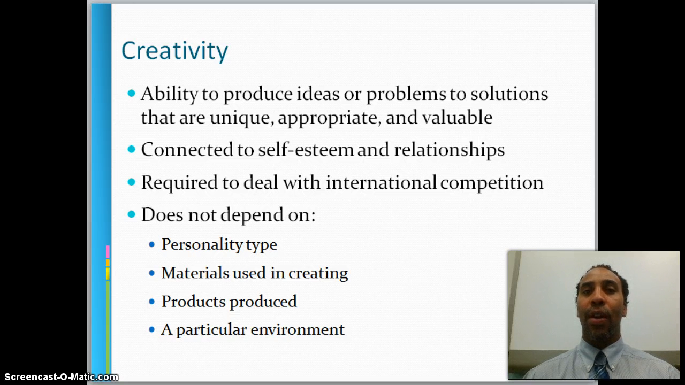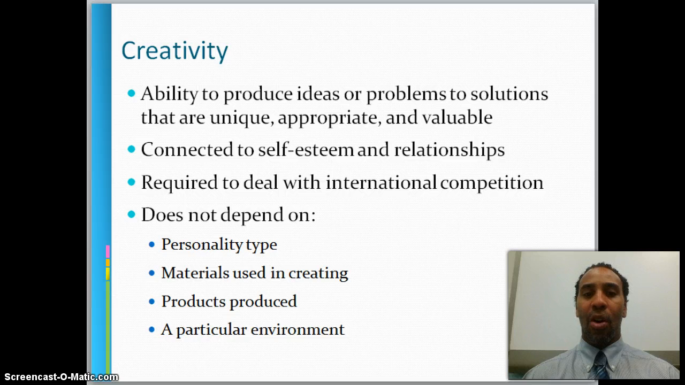Sometimes being creative, you have to put yourself out there on a limb, and that's a good thing. It builds character. It's required to deal with international competition, right? So if you want to compete above and beyond, you're going to have to be creative. And sometimes you have to think outside of the box. Just think about the guy who sold what they call the pet rocks. He got a bunch of rocks, he wrote names on them, he put them in a box, and he sold them and became a millionaire.